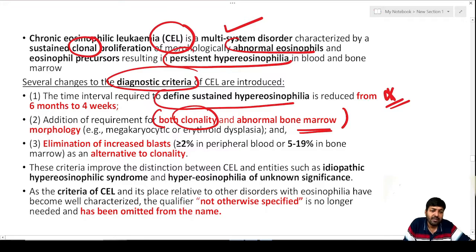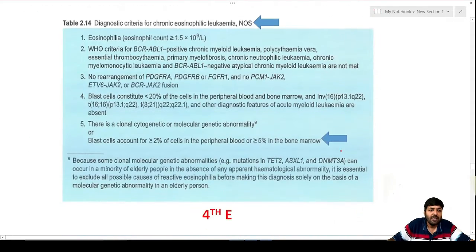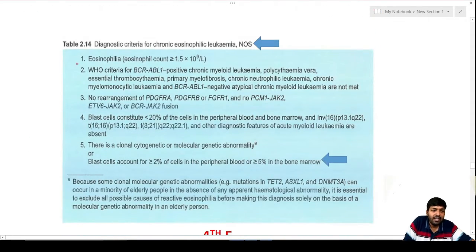There was also one criterion that was an alternative to clonality that has been eliminated: increased blasts, that is more than 2% in peripheral blood and/or 5 to 19% in the bone marrow. This criterion has now been removed. I will just show you over here. For the eosinophilia, initially it was 6 months, but now they say that even if it is there for 4 weeks, we are going to consider and take this criterion.